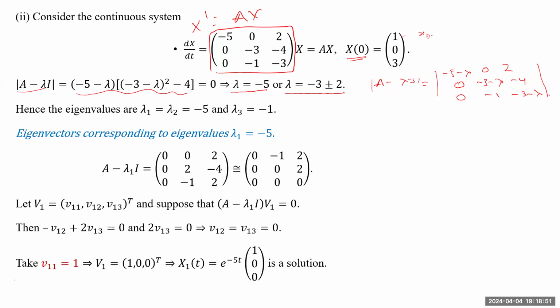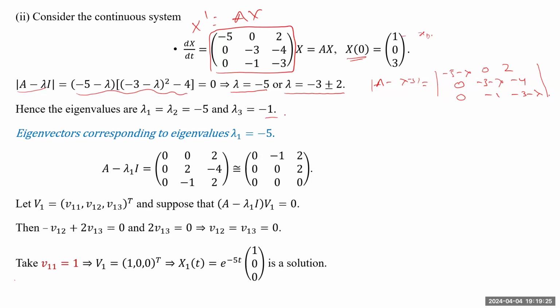So here are the eigenvalues, lambda 1, lambda 2 equals minus 5, because it is a repeated one, right? Is it repeated? Yes, it is repeated. Okay, right. And lambda 3 is equal to minus 1, right?